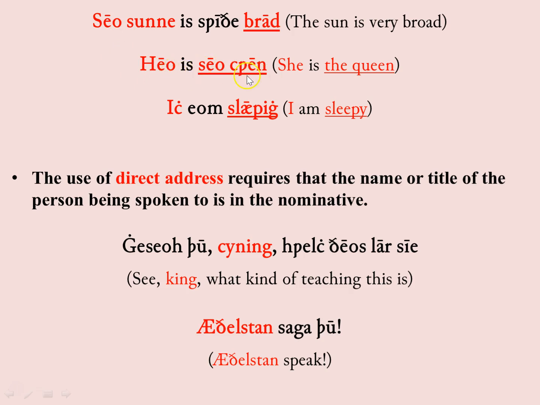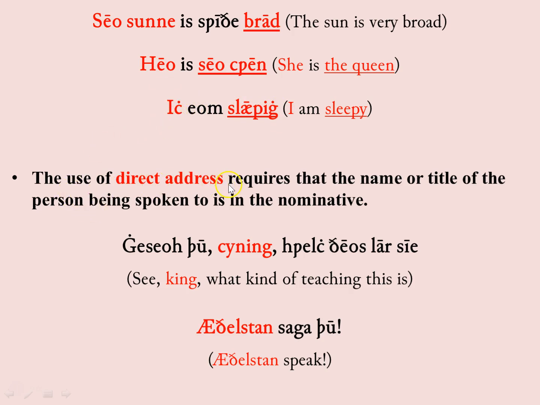Heo is seo cwen. Now, heo, she, is in the nominative, so she is a subject, and then seo cwen is actually all in the nominative too. Seo, feminine here, seo, feminine. But it's giving you some more information about who she is. So it's a subject complement. Ic eom slæpig. Ic eom slæpig. I am sleepy. Ic, subject, nominative. Eom, verb, am. Slæpig, subject complement, giving more information about I, myself, me.